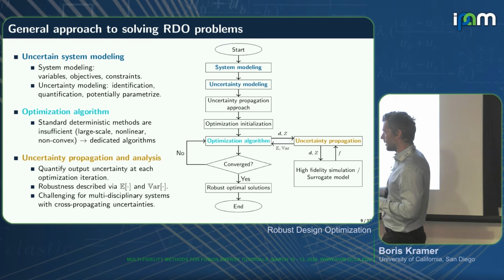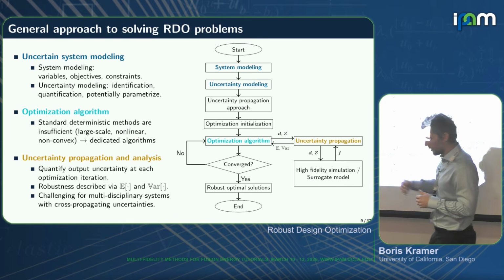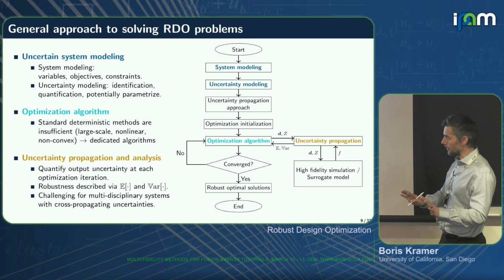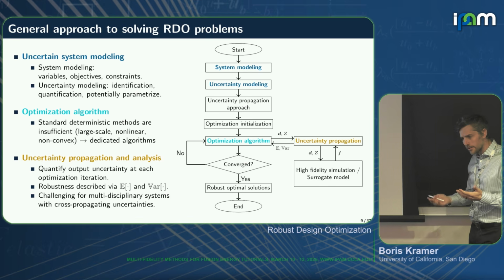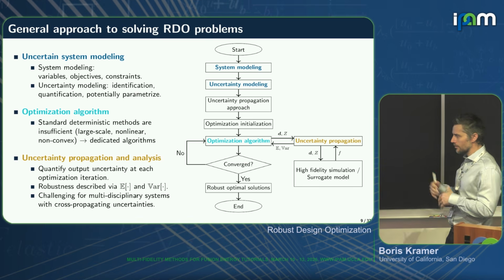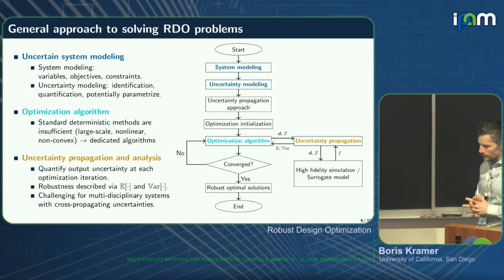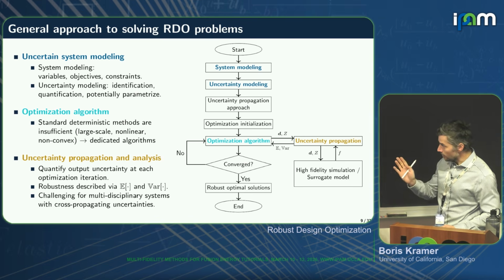Again, robustness in the way that the robust design optimization literature is talking about usually just requires the mean and the variance. There's also design under uncertainty or optimization under uncertainty where you can do a lot of other things. It's just terminology, okay? All right, so that's your general diagram.